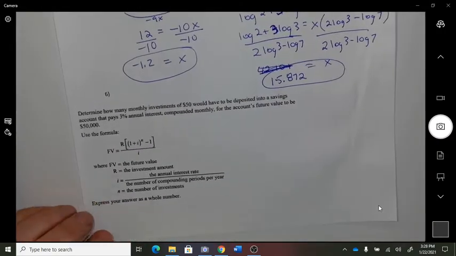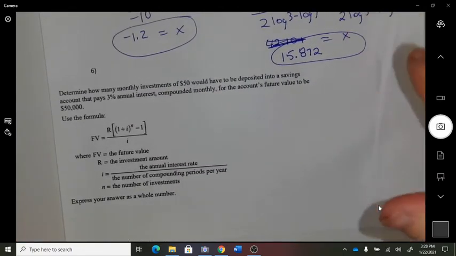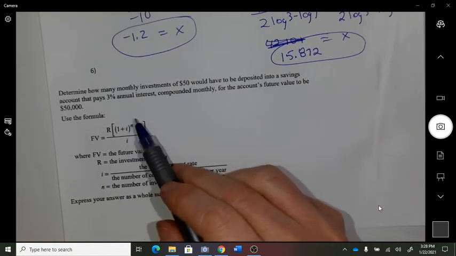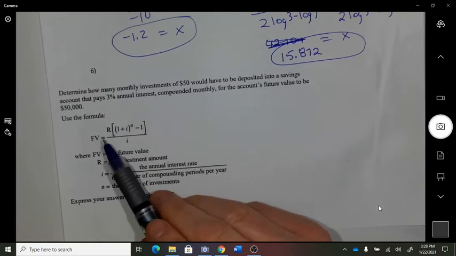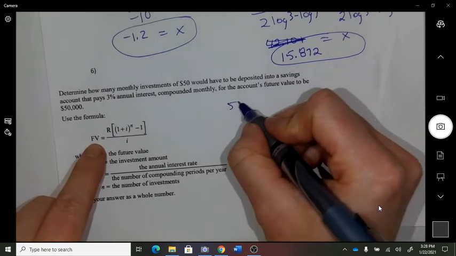Okay, a word problem here. Determine how many monthly investments of 50 bucks you would have to deposit into a savings account. Here's your interest, compounded monthly, and you want to end up with $50,000. So future value is 50,000.